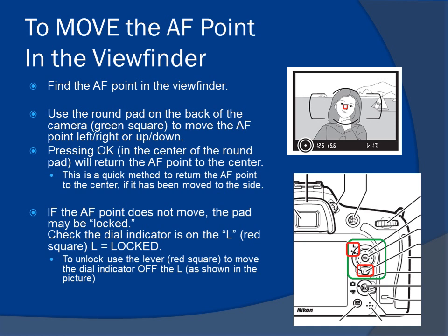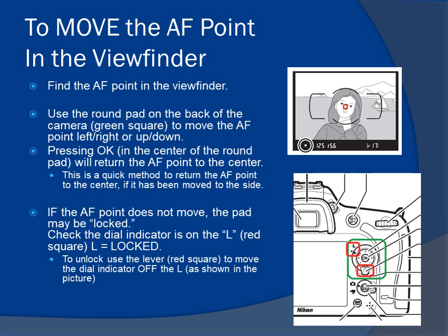Pressing the OK button in the center of the round pad returns the AF point to the center. It's a quick way to return the AF point to the center if it's been moved to the side. Or if you can't figure out where it is, press the OK button and it'll pull it to the center.